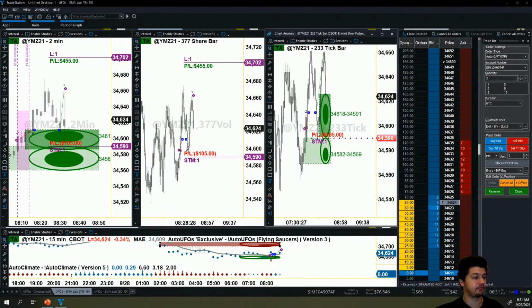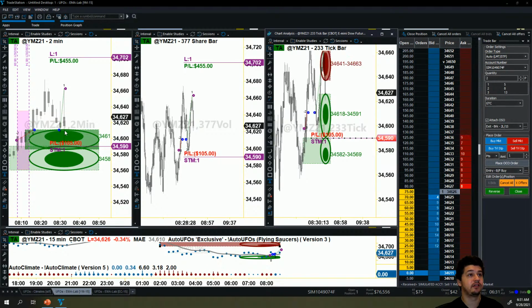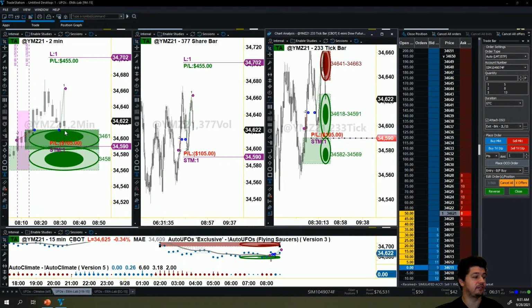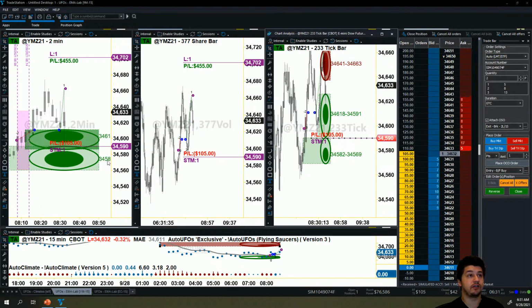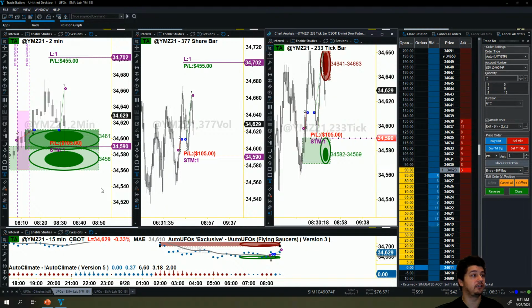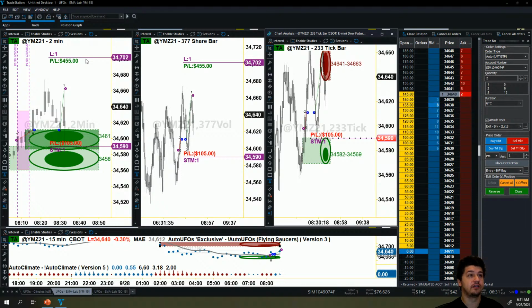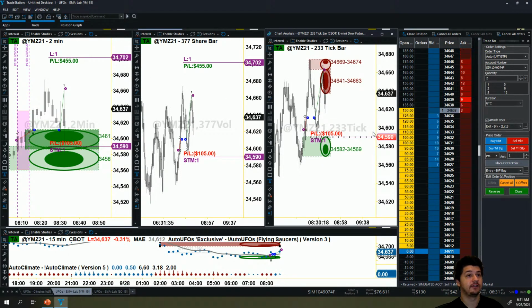Okay, let's see what we can come up with here. All right, pulling back a little bit. Time in play is no longer in effect. We already got T1, so that's already done. Now we should just see if we can get a continuation move to the upside, or if we're going to push to the low side. We're going to see.